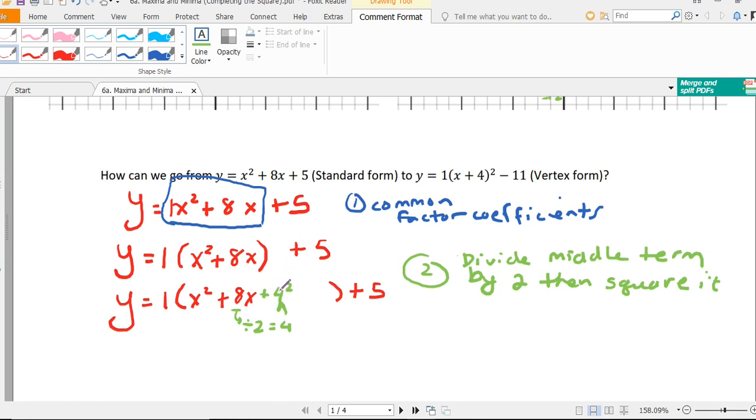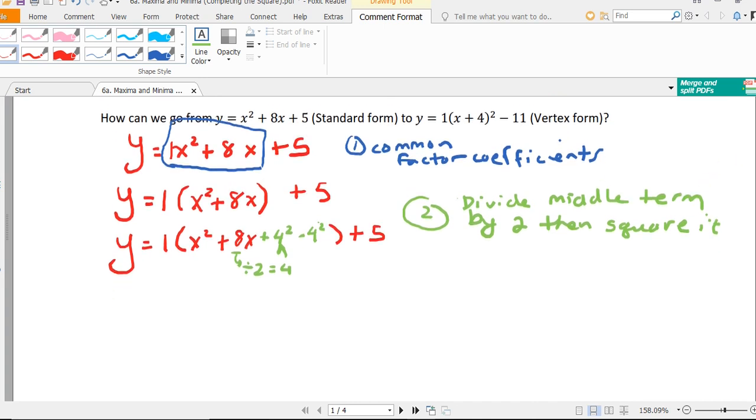Now, the problem with this is, can I just change an equation? No. So I can't just randomly add a number because I don't like the way it looks. So since I added the 4 squared, I'm also going to subtract it. Again, it seems redundant, but I'll explain why that is later on. So since I've added 4 squared and subtracted 4 squared, have I technically changed the equation at all? No, I did not. I'm manipulating it.